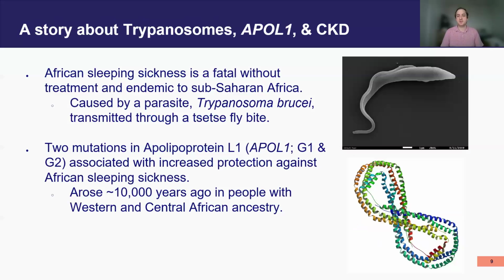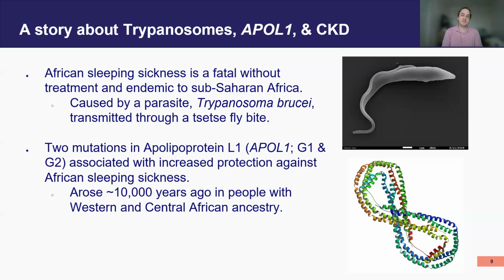But first, what we're going to do is build a potential research interest. So I'm going to present a little story of the link between one disease, another disease, and a gene that ties them together. The first disease is called African sleeping sickness. This is a disease caused by a parasite, Trypanosoma brucei, which you can see as that squiggly worm-looking thing in black and white. And this is endemic to sub-Saharan Africa and is basically fatal without treatment.